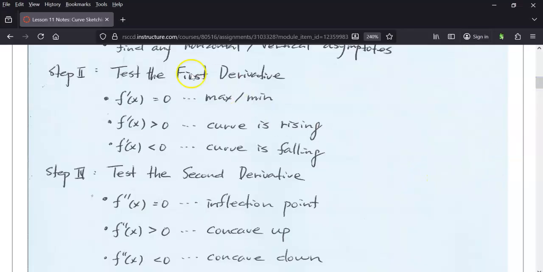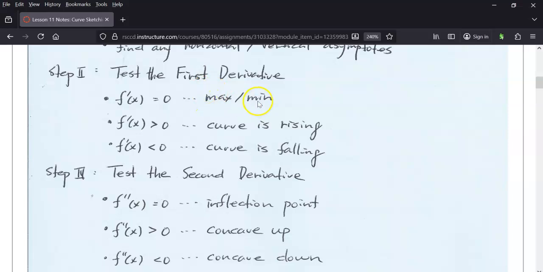Here's a conclusion. If you set the first derivative equal to 0, you will have a possible maximum or minimum point. You can use the second derivative to test those points to find out if you have a concave up or concave down at that point. If concave up, then you have a minimum point. If concave down, you have a maximum point.